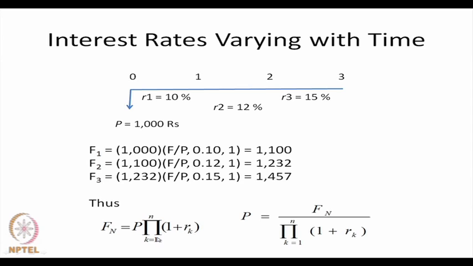So, in general, if we are interested to find out the equivalent final sum Fn, it is P multiplied by the product of 1 plus R1 into 1 plus R2 into 1 plus R3, written in this manner. Or equivalently, if we are interested to find out P given a final value, then its discounted value can be found out in this manner. So, when interest rates vary, then we can use these formulae.